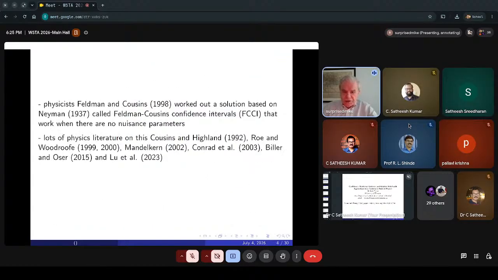So there's lots of work on this in physics. I wouldn't say the physicists are entirely happy, but the main approach used is due to Feldman and Cousins. And that's based on Neyman's 1937 paper, and I'll call these here Feldman-Cousins confidence intervals. And their work, by the way, was when there were no nuisance parameters. And there's a number of other papers on this topic as well. It's still a topic of some consideration in high energy physics.